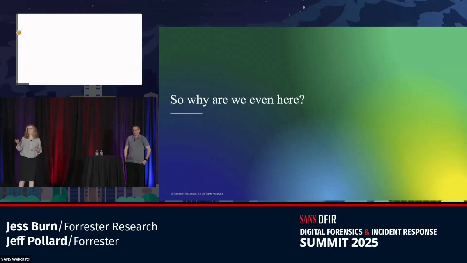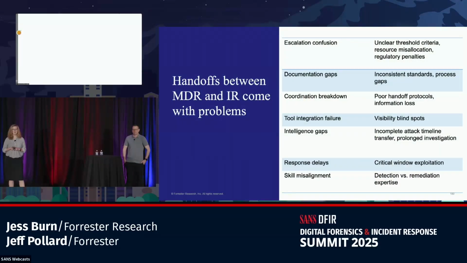But we are here, and it was mentioned in our intro that MDR to IR handoffs are a bit of a problem. We've done a lot of research in this space, and it really became a catalyst for us to write a report about this and even to submit this talk when we started doing our customer reference interviews for our respective wave evaluations that Forrester does. So Jeff for MDR, myself for IR services. And we found that there are a number of issues with the handoff, and they can all be distilled down to these 7.